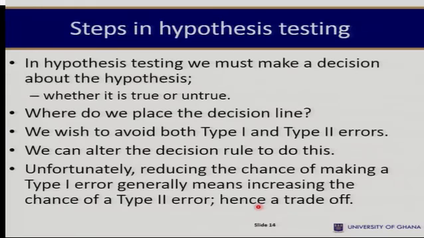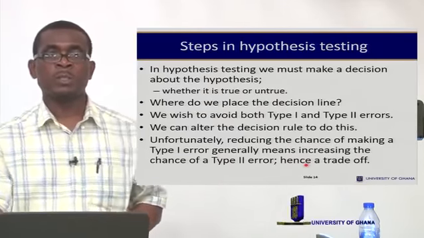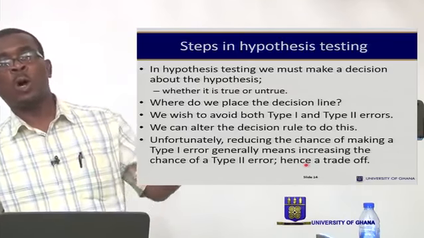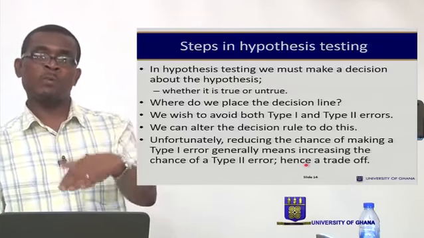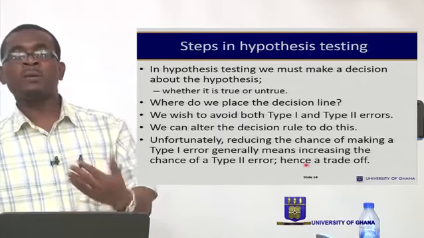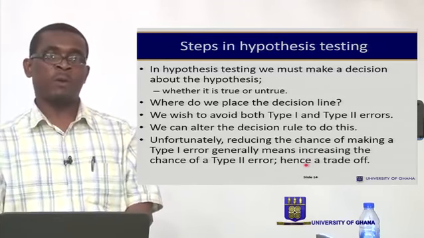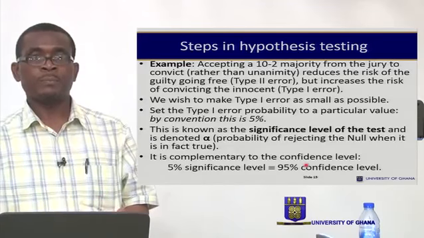Now, what are the steps involved in hypothesis testing? Invariably, we have to make a decision. Where do we place the decision line? Now, the point is that we wish to avoid both type 1 and type 2 errors. Sometimes it's possible to alter the decision rule to avoid one type of error, but reducing one type of error increases the chance of committing the other type of error. Hence, there is a trade-off.